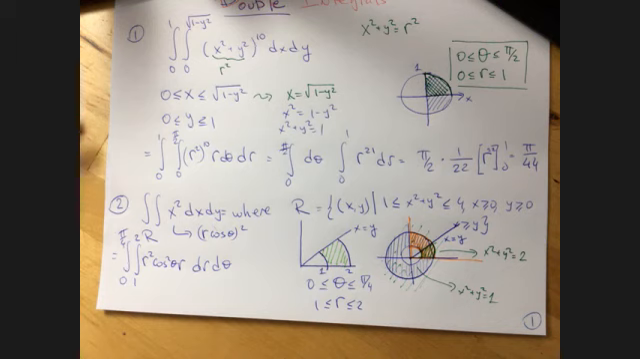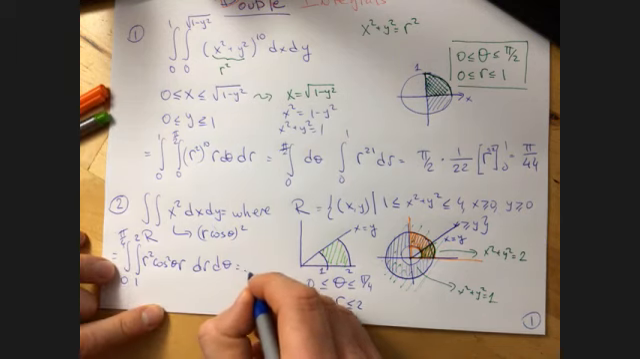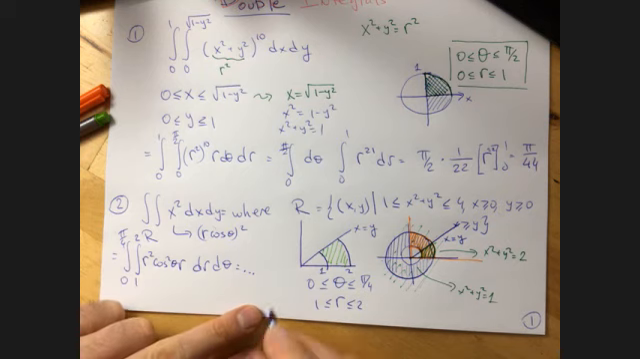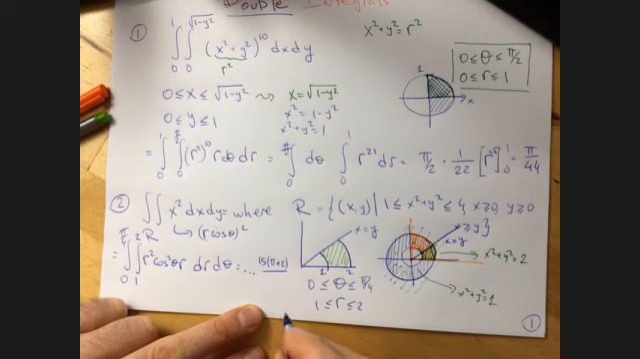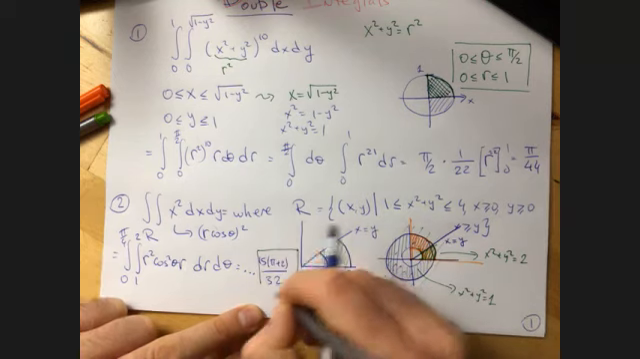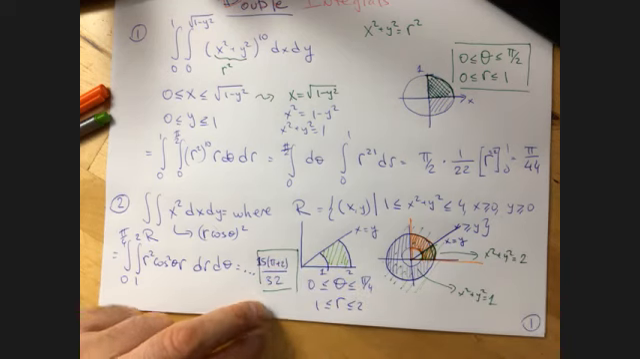Okay. This is an easy integral to evaluate, and you should get at the end 15 pi plus 2 over 32. This should be the answer, unless I made some mistakes.